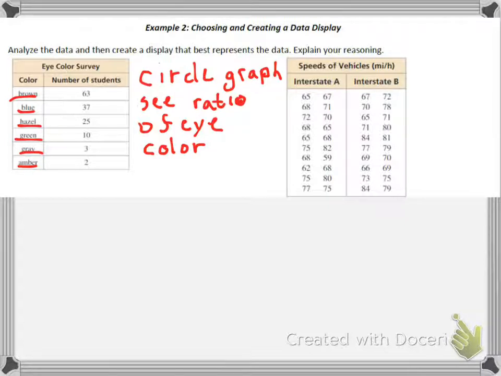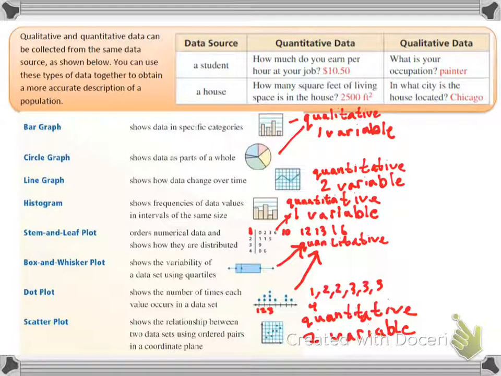All right, next, speed of vehicles. We've got nice numerical data. Now, I don't really have this 65 necessarily linked over to one of those numbers in particular. We don't see a pairing of numbers happening. And so because of that, I'm not going to use any of my two variable data ones. I'm really just comparing two groupings of numbers here that came from different sources. So what I might choose to do here is something like a box and whisker plot. That could be a good one.